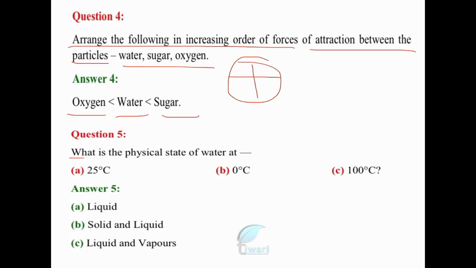So next is question number 5. What is the physical state of water at 25 degrees Celsius, 0 degrees Celsius and 100 degrees Celsius? So first is 25 degrees Celsius, that is between 0 degrees Celsius, the melting point, and 100 degrees Celsius, the boiling point.